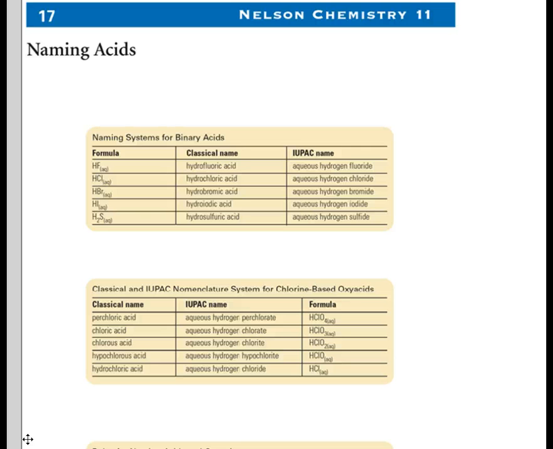Oxyacids are those that contain oxygen, and they're just as easy to name. In this case, we would name it aqueous hydrogen, followed by the name of the oxyanion. And I made a mistake. I picked up, I went through the textbook, and it seems that regardless of the number of hydrogens, the prefixes are not used in acids. So what's going to distinguish an acid is the presence of hydrogen at the beginning of the chemical formula, and then at the beginning of the name, the word aqueous.